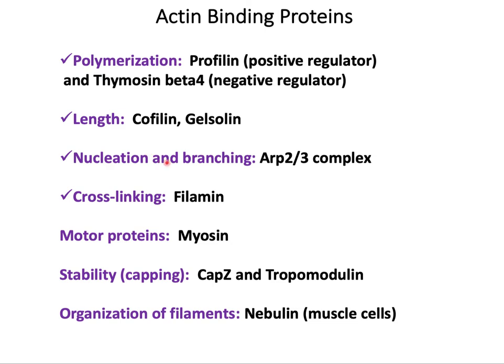There are also actin motor proteins, and these are the proteins that use the power of ATP hydrolysis to move along the actin filaments. There are proteins that regulate the stability of the filament, and there are other proteins that regulate the organization of the filament. And in this part, we are going to focus on the first four and have checked them off: the proteins that regulate polymerization, regulate length, regulate branching, and cross-linking.